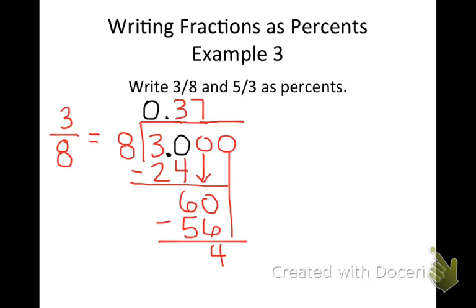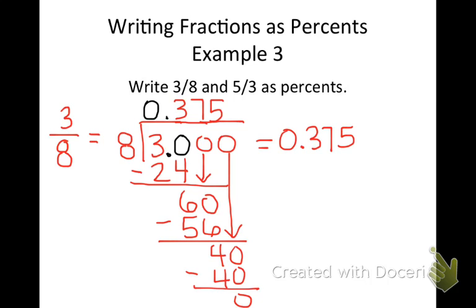8 can go into 40 5 times. I have a terminating decimal, which is 0.375. Now, write the decimal as a percent. Move your decimal 2 places to the right. 37.5%.